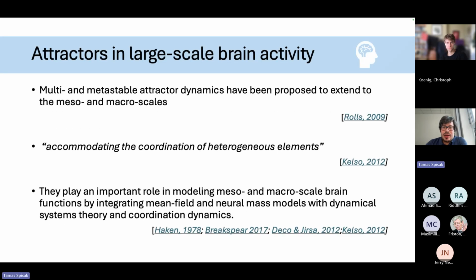It also seems to be clear that such multi- and metastable attractor dynamics extend to the macro scale in the brain. So these do not only exist on the circuit level, but it's a bit less clear what they do. You can often see statements like they accommodate the coordination of heterogeneous elements at the macro scale. But I find these statements a bit vague. And I think in general, we have a less detailed understanding of how these high-level integrative computations are or could be implemented by attractor dynamics.